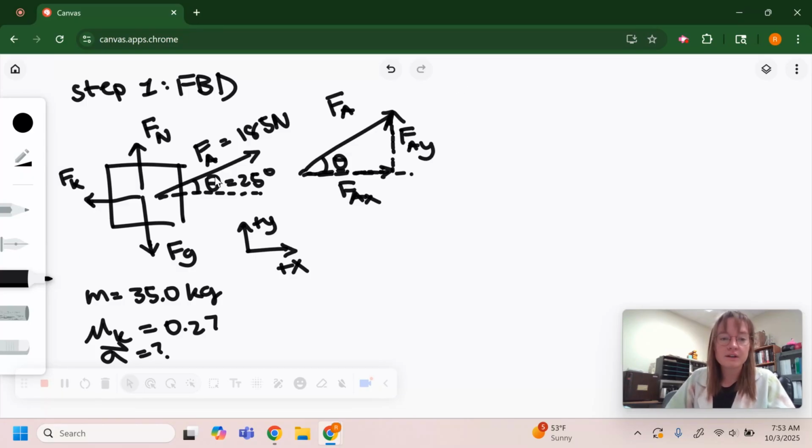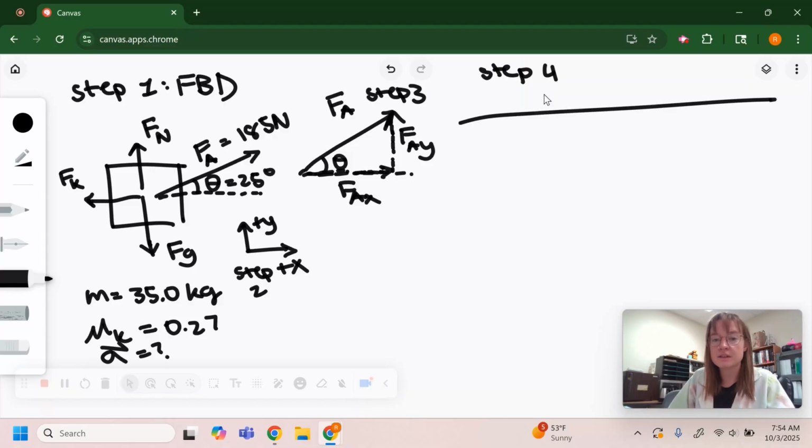Once you draw your free body diagram, that's step 1. Step 2 is to define your axes. That's step 2. For these kinds of problems, step 3 is to break down each vector into its component parts. This is step 3. Now, step 4 is to write out the x direction and the y direction.